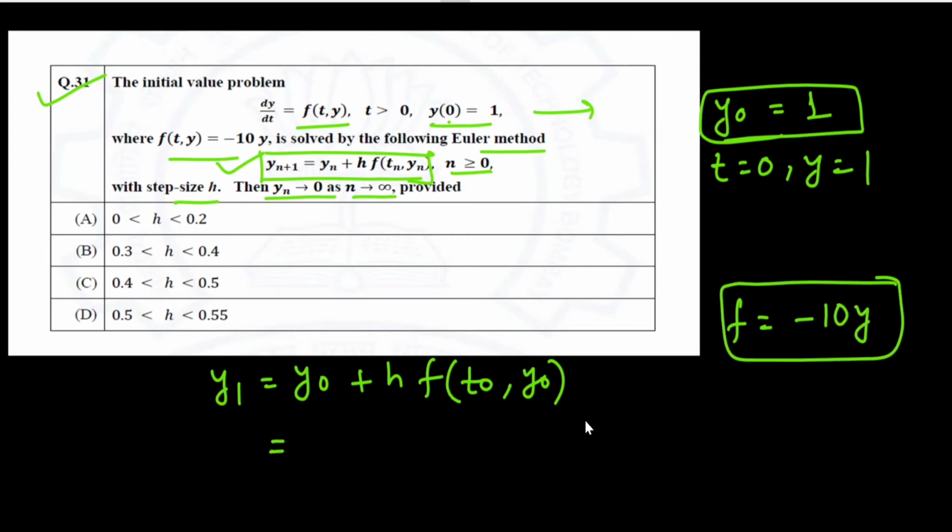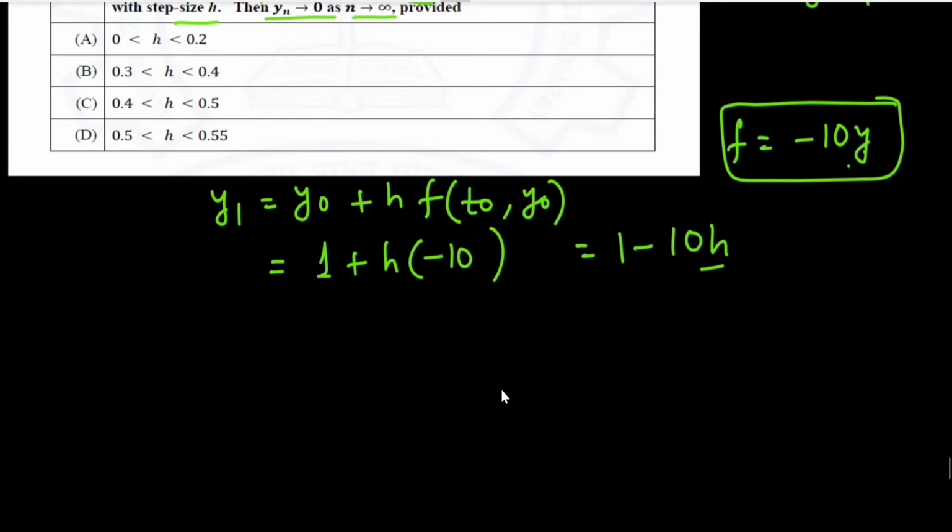So this is equal to y0 means 1, so 1 plus h into f at t0, y0, which means minus 10 y0, and y0 is 1 here. So this is equal to minus 10. So this is equal to 1 minus 10h. This is the value of y1. Now find the value of y2, put n equal to 1 here. This gives y1 plus h into f of t1 and y1.